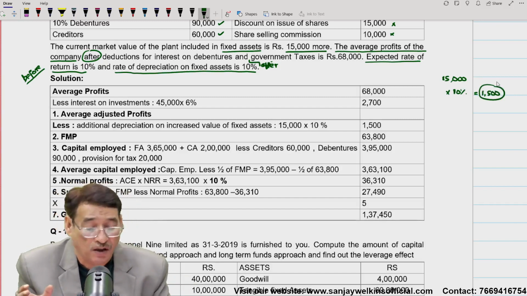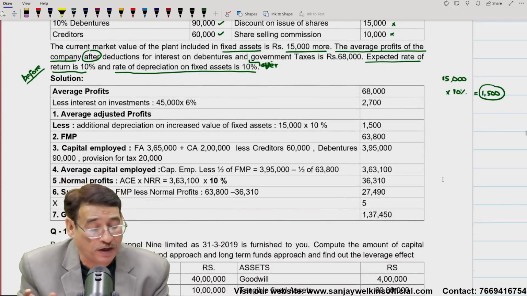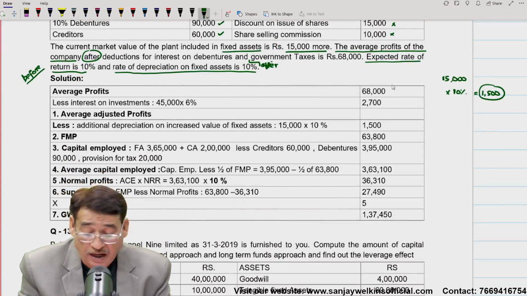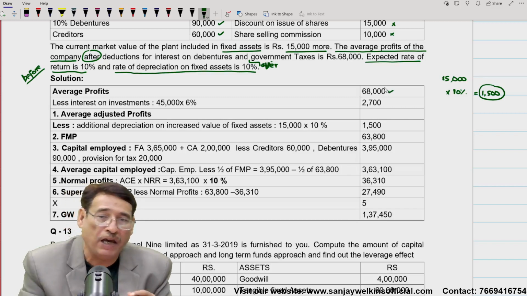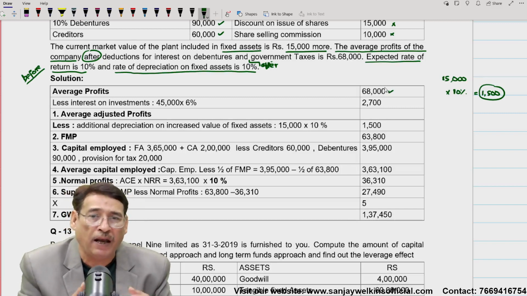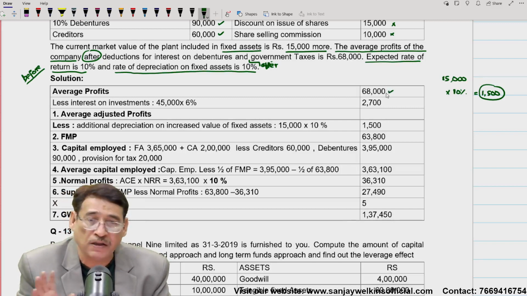Is it clear? So in this question, first of all, I will compute the future maintainable profit. For that, we are given average profit, and it is given that these profits are before deduction for interest. Before deduction for interest means we haven't yet subtracted any interest from it. And after the government taxes, these profits are given to us as 68,000.